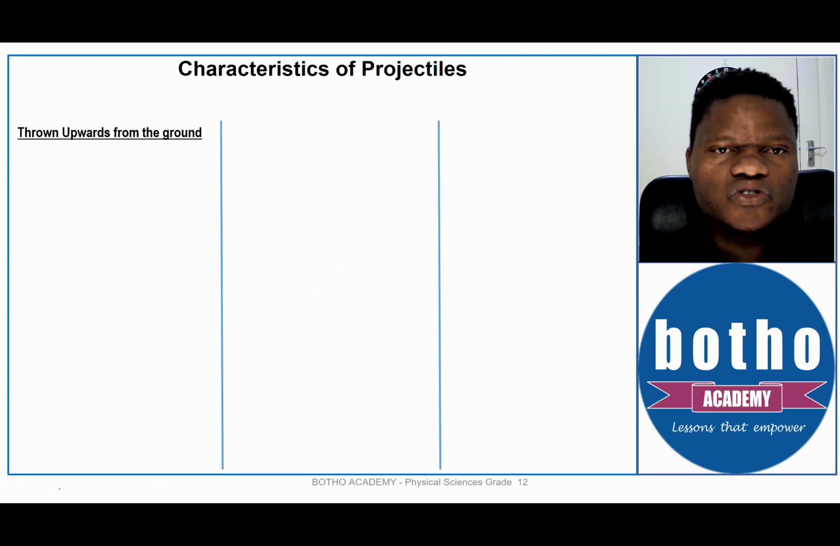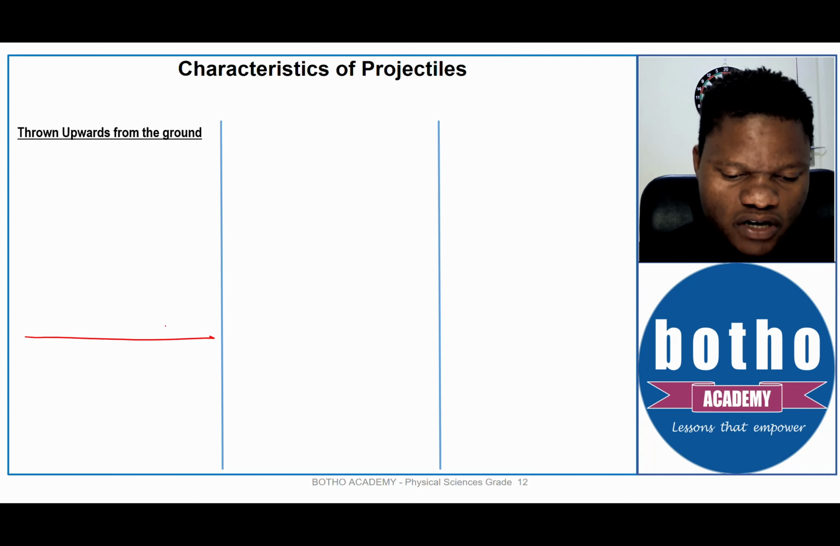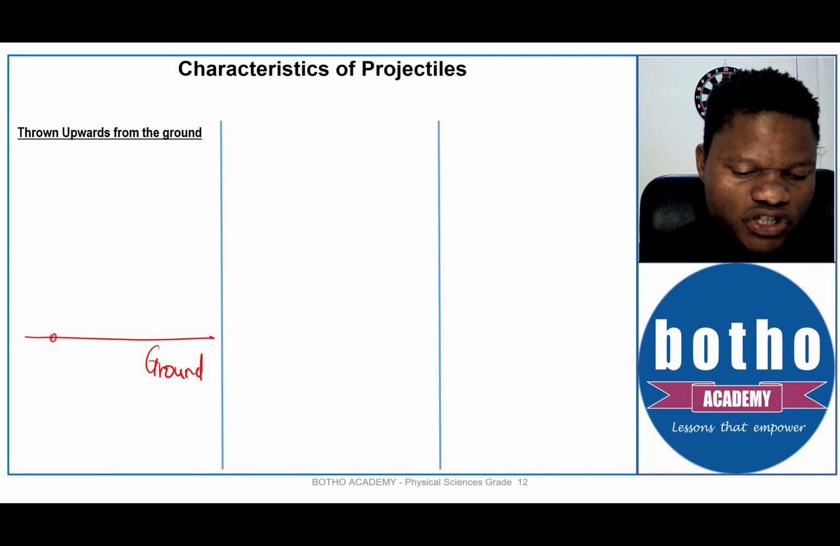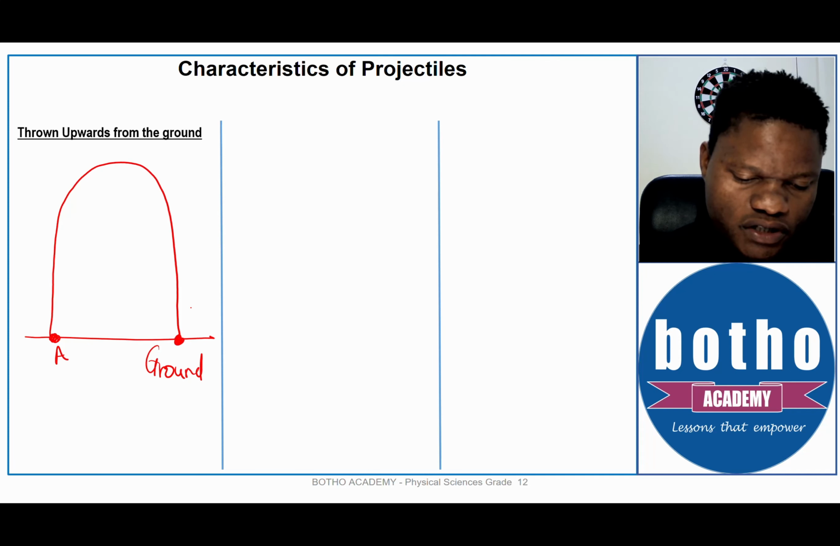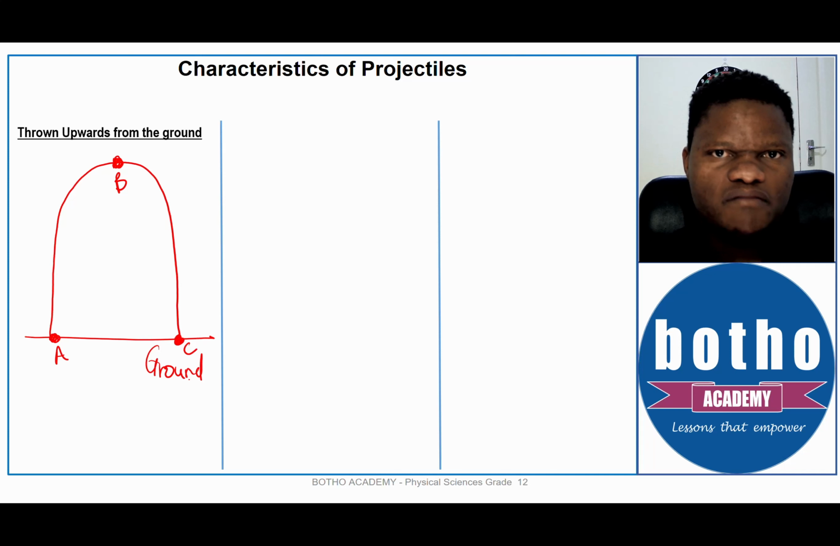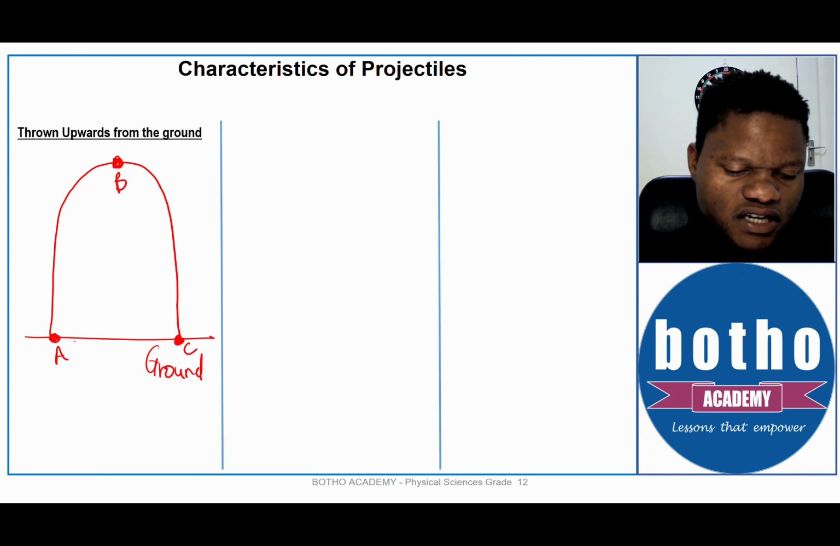The first one that we're going to be looking at is if, let us say, this is your ground. If this is the ground, you launch an object from here at point A. Let me just fix that. Let's assume this is point A. This is where the object starts moving. The object goes up and then it comes back to, let's say, point B, and this would be point C.